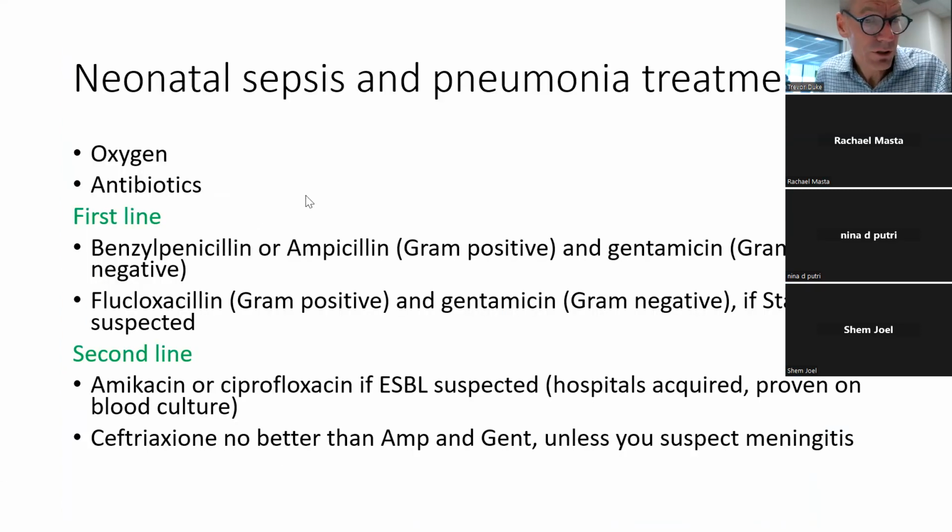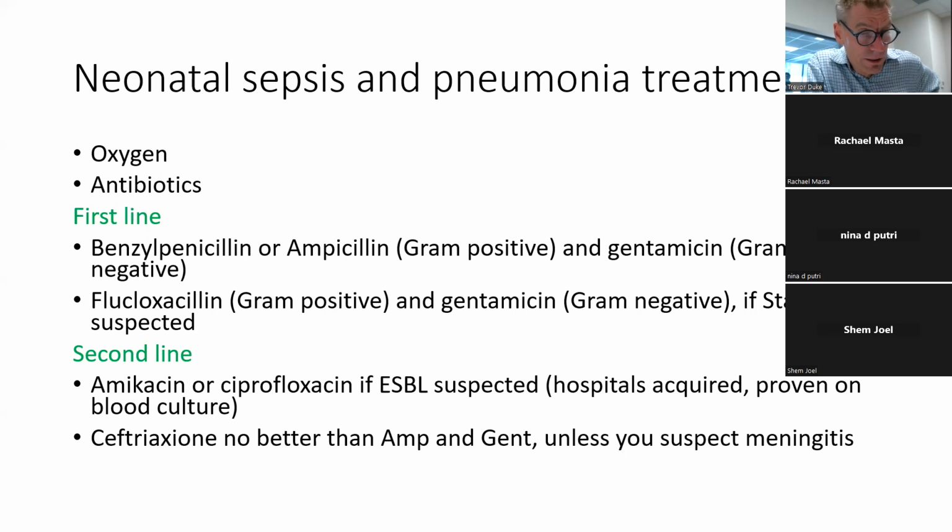The first line treatment for pneumonia and sepsis, as I said, has been ampicillin or amoxicillin, they're more or less the same, or benzyl penicillin, again the same, to cover gram-positive organisms, and gentamicin to cover gram-negative organisms. Now, if you suspect a staph infection, then flucloxacillin and gentamicin. Even if you suspect a staph infection in a very sick baby, it's good to start off with flucloxacillin and gentamicin and then cut back to flucloxacillin if it's proven to be a staph infection.